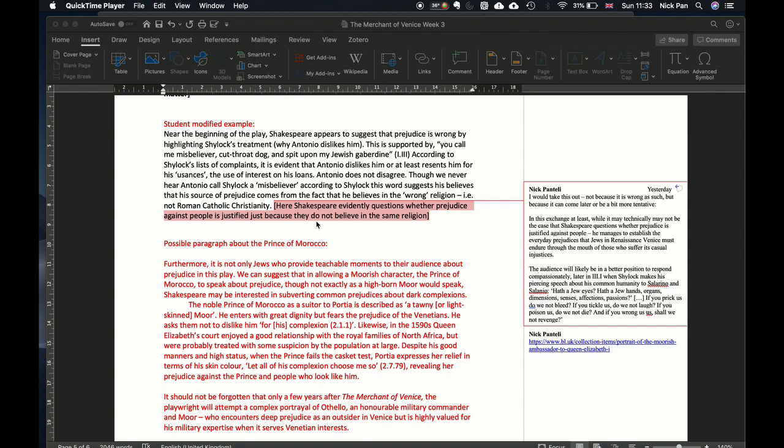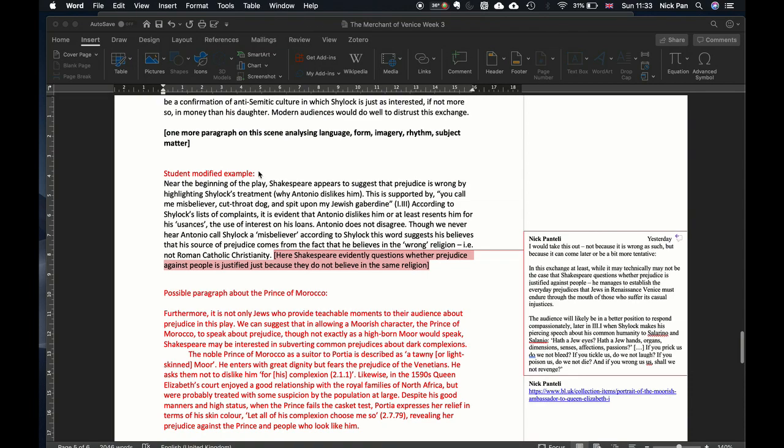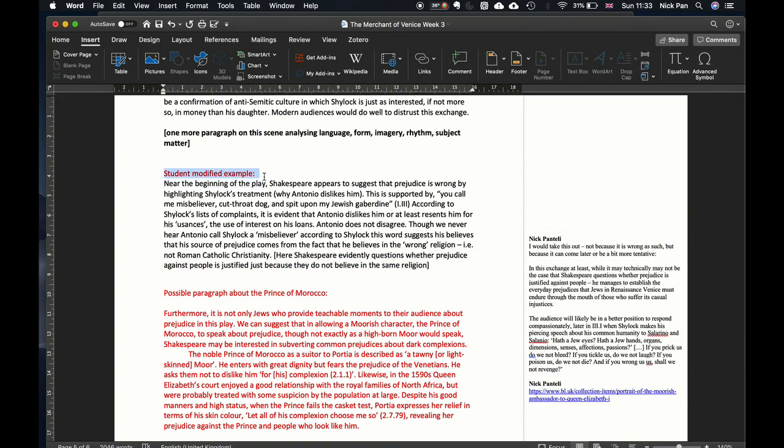Okay, so having offered a comment on that scene that we've been given, we should go on to comment on the attitudes to Shylock in the rest of the play with relation to prejudice. So we know that near the beginning of the play, this is from a student example again, and I've modified it. I'll say what's good about this and what's not so good about it, not wrong about it.